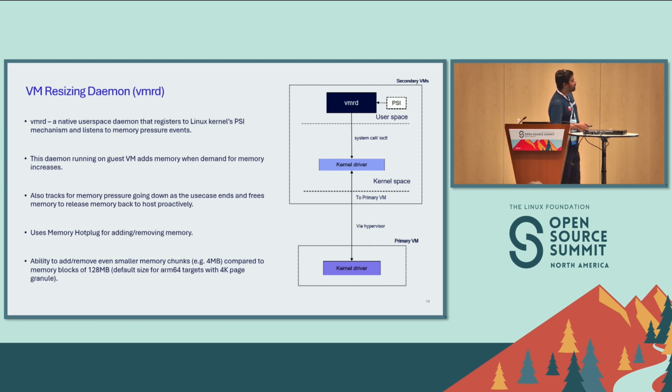Using memory hot plug on ARM64 targets, we have memory blocks of 128 MB. But we also made some changes so that you can add smaller chunks, such as 4 MB. This is a user space daemon, which is open source, purely written in C++, and it runs on the secondary VM. It is CPU agnostic. It can run on any Linux that has CONFIG_PSI enabled, and it can do all this memory pressure detection.